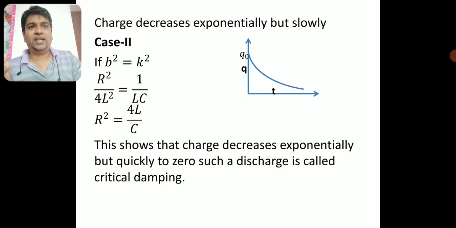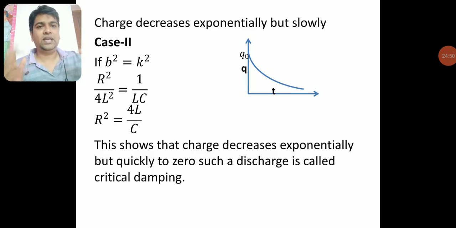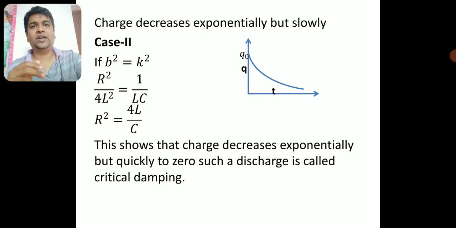When we look at the second case, if b square is equal to k square, I mean to say r square by 4l square is equal to 1 by lc, and r square is equal to 4l by c. If that is the case, the charge will decrease exponentially but a little more quickly compared to case 1. It decreases quickly to 0. Such discharge is called critical damping. In the second case, if b square is equal to k square, the charge on the capacitor decreases quickly to 0, and this is called critical damping.